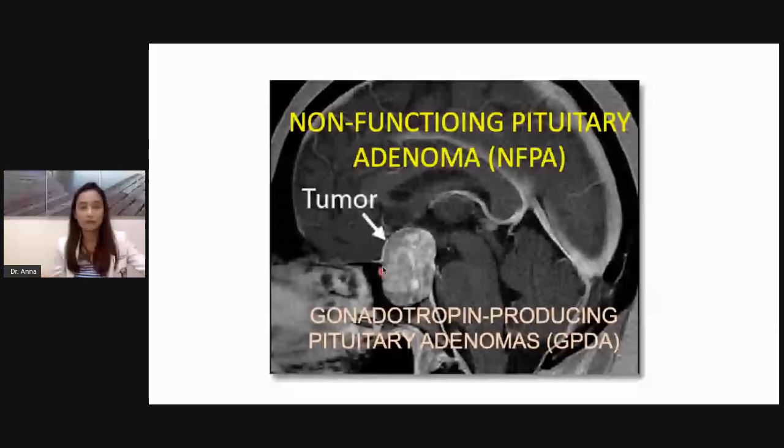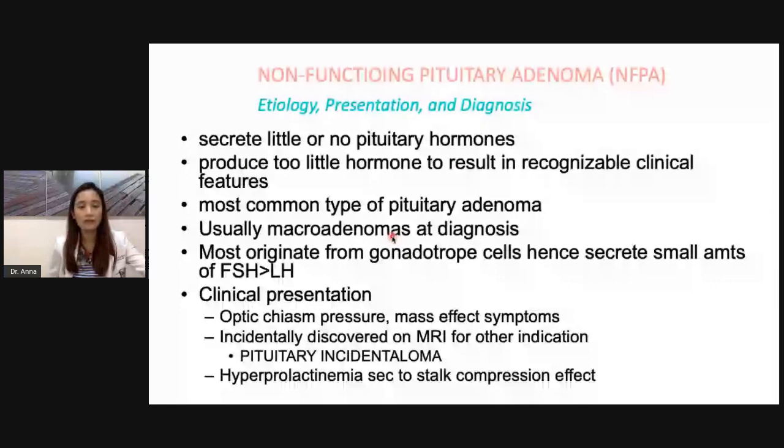The problem with these non-functioning pituitary adenomas is that they can have compressive effects on the surrounding structures, particularly your optic chiasm. They can cause other mass effect symptoms like headache. And usually they are still small, they are just incidentally discovered on MRI for other indications. Again, that's your pituitary incidentaloma.